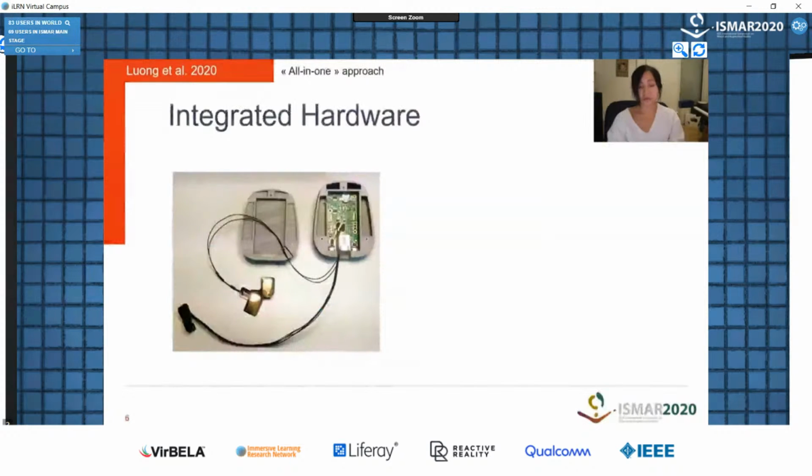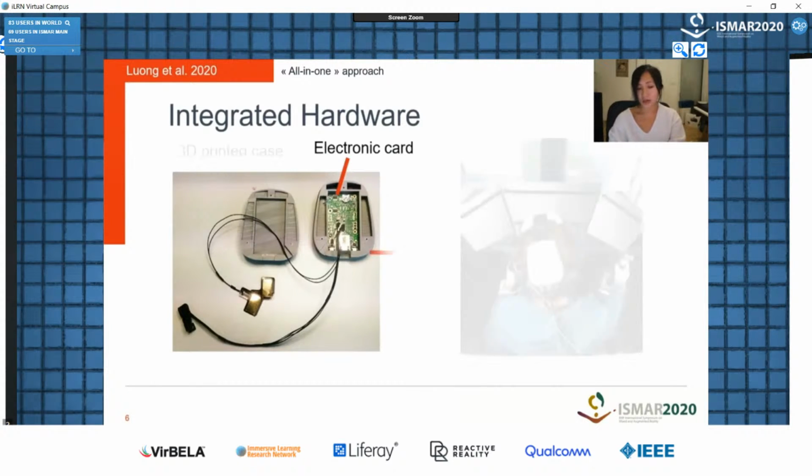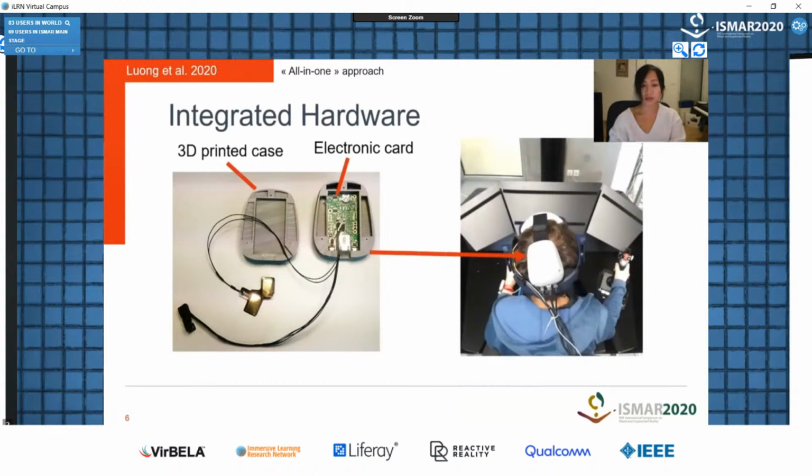So how did we integrate the sensors inside the VR headset? We used an electronic card to access data from multiple sensors, and we placed this electronic card inside the 3D printed case, which was modeled using CAD, and we placed this 3D printed case on the back of the VR headset. Here we decided to use the HTC Vive Pro Eye because it already had an eye tracker inside it.